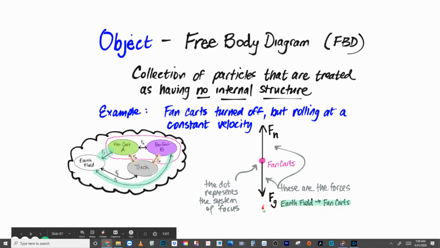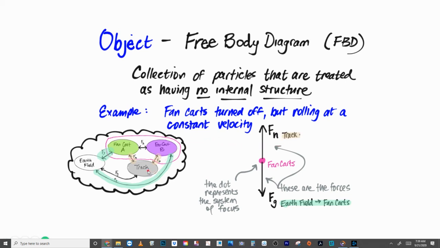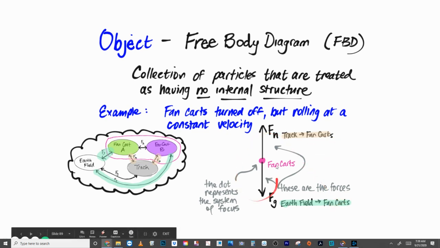Now we've kind of incorporated our idea about the system, and now we have the weight of the fan carts by the earth field. So that would be the weight, Fg, force of gravity by the earth field on the fan carts. What about the normal force? Okay, it's the normal force by the track acting on the fan carts. Notice they're always acting on the fan carts. They belong on this dot.